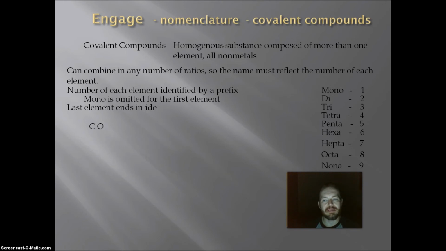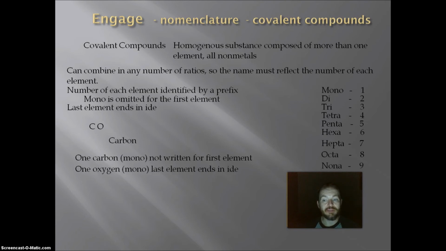Let's try another one, CO. If we look at that, we have 1 carbon, which would be mono, but because it's the first element, we don't write the word mono, and we just write carbon. The second element, oxygen, there's also only 1, so it gets mono, because it is the last one, and because it's the last one, it also gets the "-ide." So this becomes carbon monoxide.